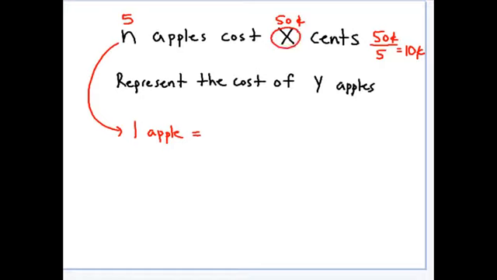So the cost of one apple would be x cents, divided by not 5, but the number of apples we have, in this case n. So the cost of one apple can be represented as x over n.